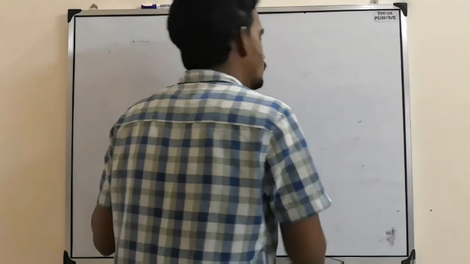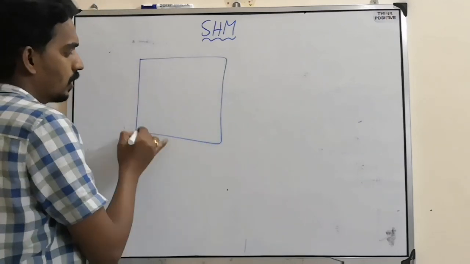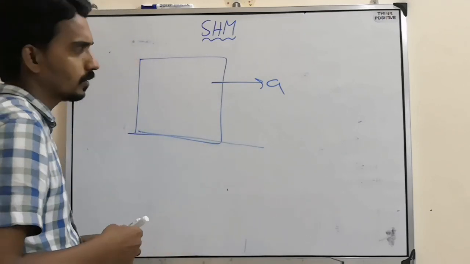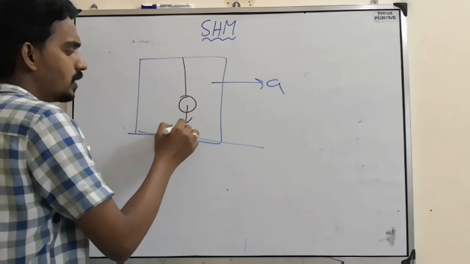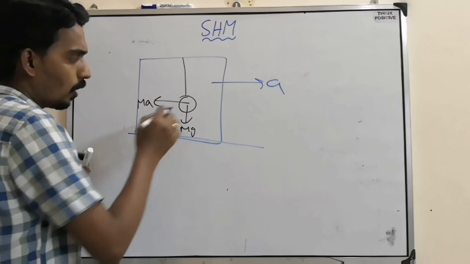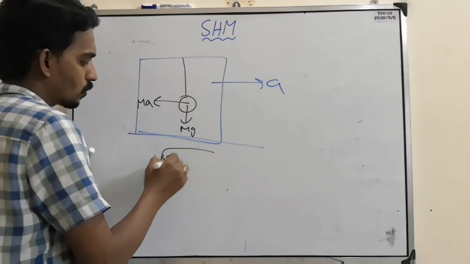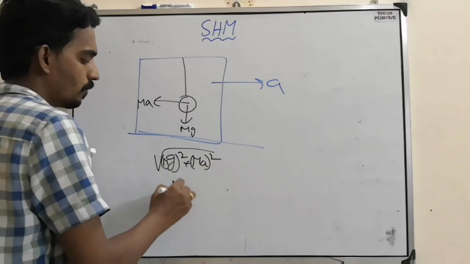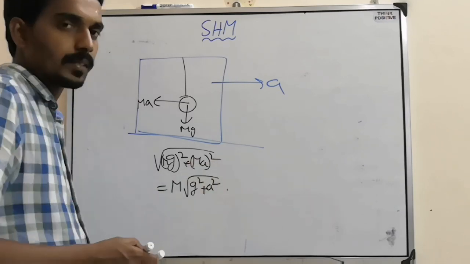But with the same pendulum, suppose you have attached it to a vehicle. Now this is traveling on the road horizontally, not up or down. Now you have attached one simple pendulum to this. Then mg will act down, ma will act here. Now the resultant restoring force will become the square root of mg whole square plus ma whole square. So it will become m into under root g square plus a square.